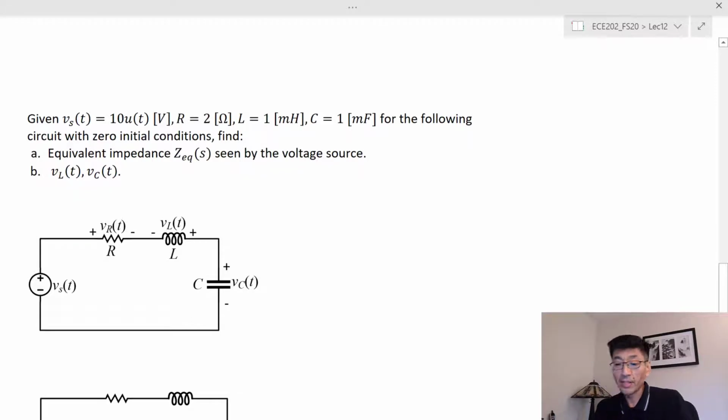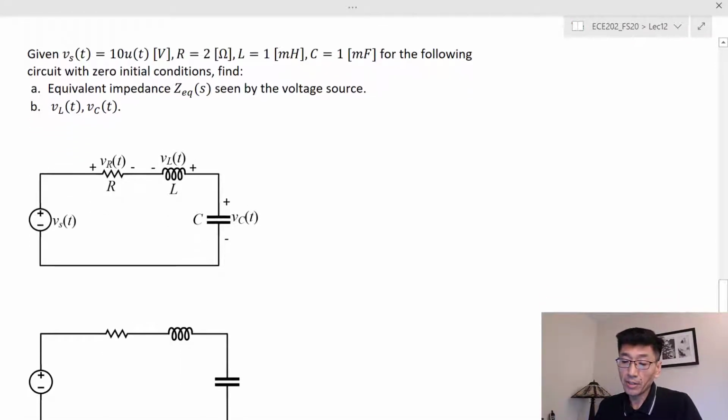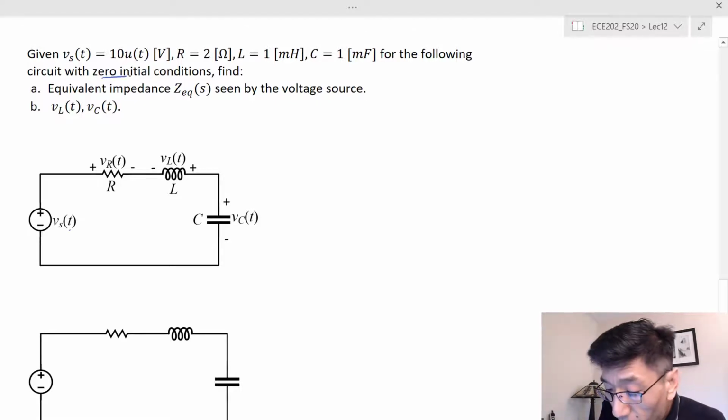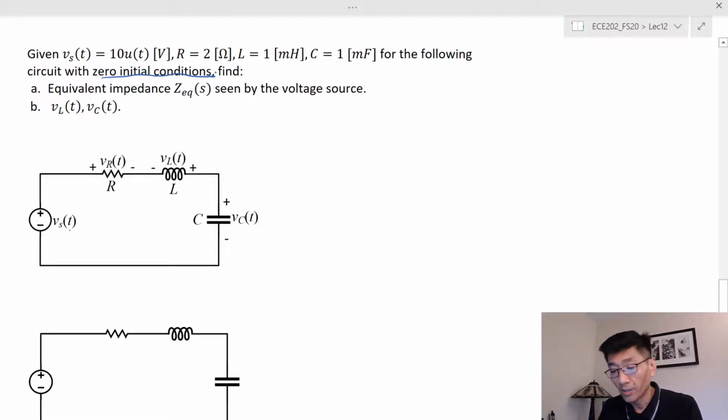The example here is a voltage source with R, L, and C connected in series, and the circuit is given in the time domain, so everything is in time. The Vs is a step function, 10 u(t). That means it steps to 10 volts at t equal to 0. Now you have a resistance of 2 ohms, 1 millihenry, and 1 millifarad for the capacitance, and the circuit has 0 initial conditions. This is a very important condition.